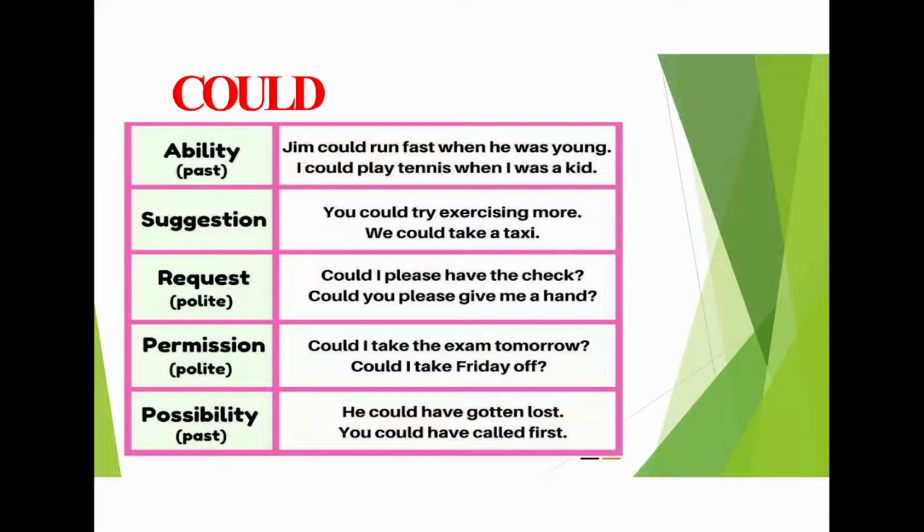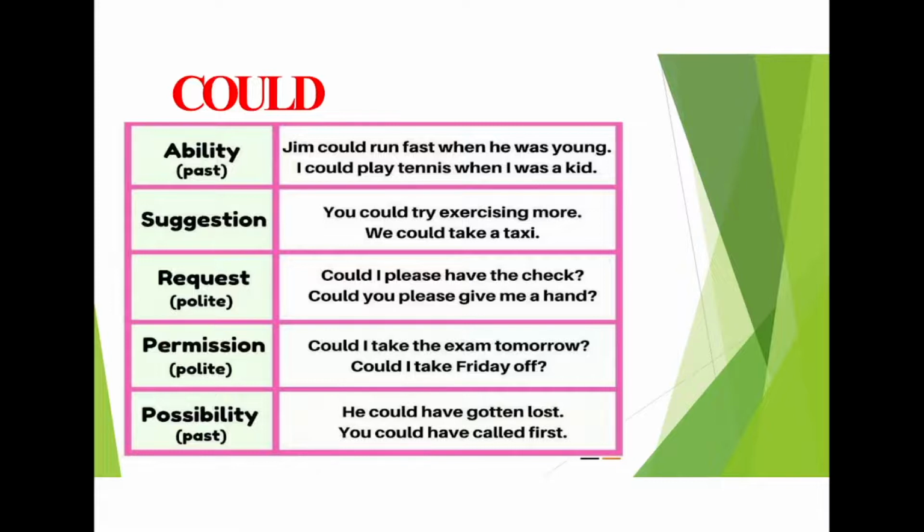I could play tennis when I was a kid. So this is past abilities. You could try exercising more. We could take a taxi. Some kind of suggestion. Could I please have the check? Could you please give me a hand? So you are politely requesting. Could I take the exam tomorrow? Could I take Friday off? So when you're seeking permission, you are asking politely.